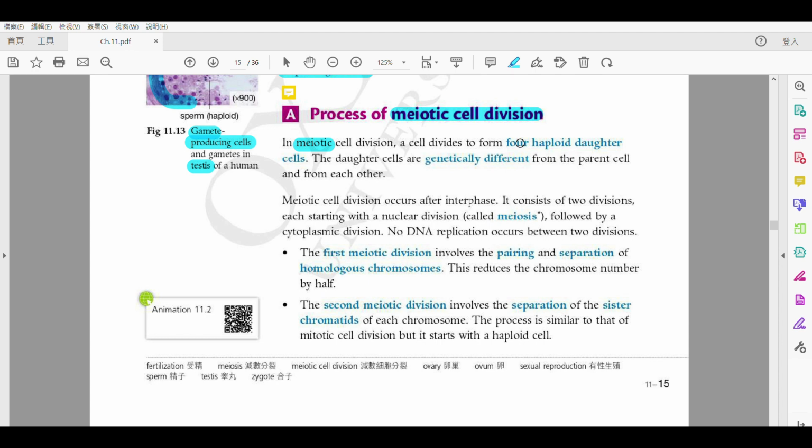it will form not two daughter cells. Remember, normally with mitotic cell division, how many daughter cells? First of all, you can tell me it's two daughter cells, right? And these two daughter cells, are they haploid or diploid? They are diploid. Alright, they are diploid. But when we talk about meiotic cell division, it will form 4 haploid daughter cells. Alright, 4 haploid daughter cells.